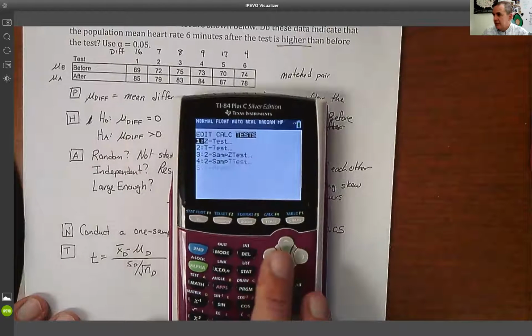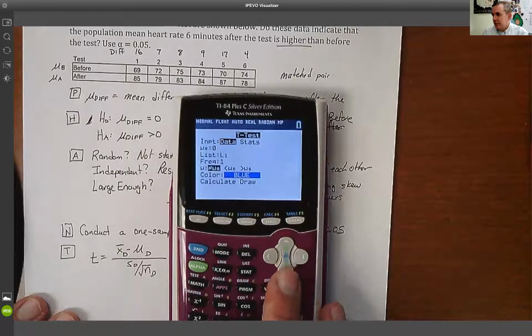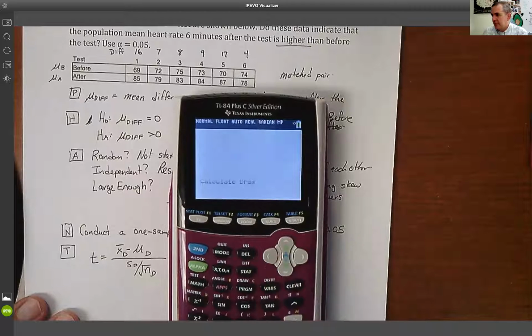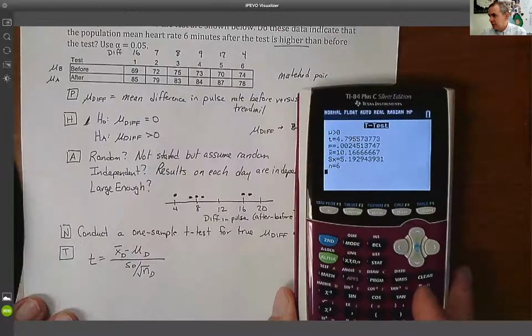Now I'm going to do stat test number 2. I'm going to run it on the data. My mean is that their difference is 0. The list is in L1. We're trying to prove that it's greater. We're going to calculate, and what we're going to find out is that our t statistic is 4.79.